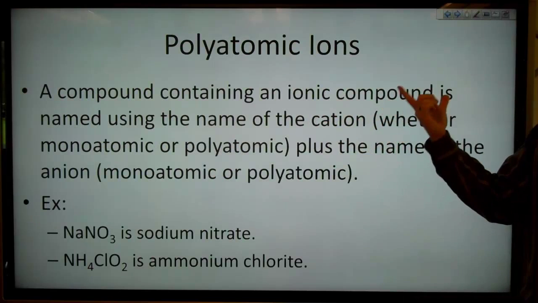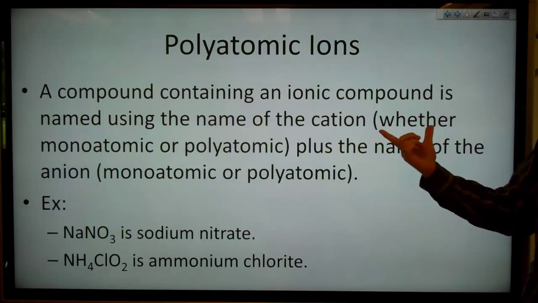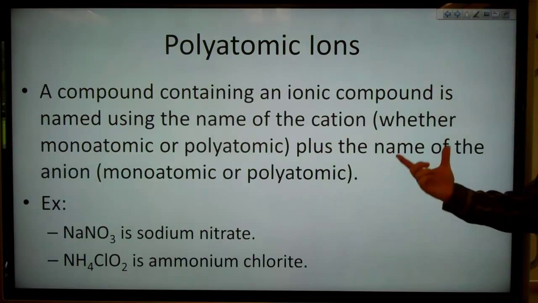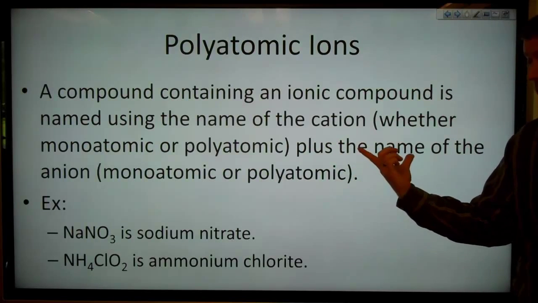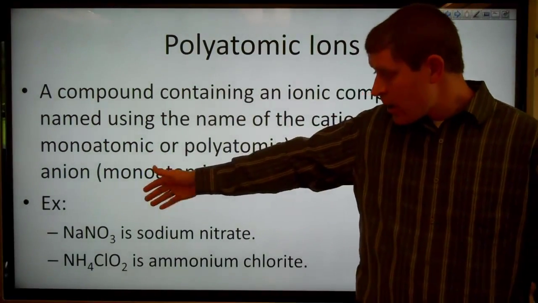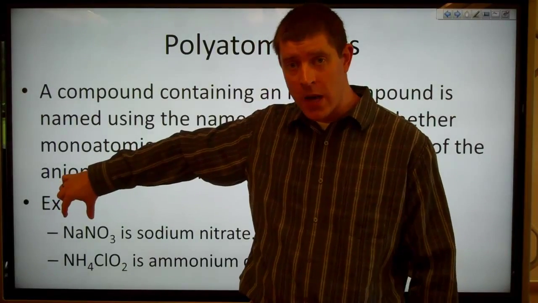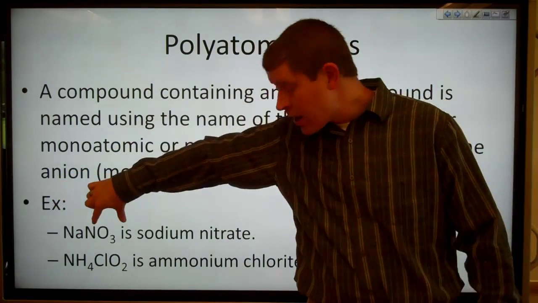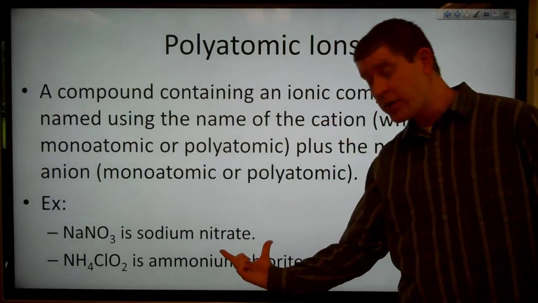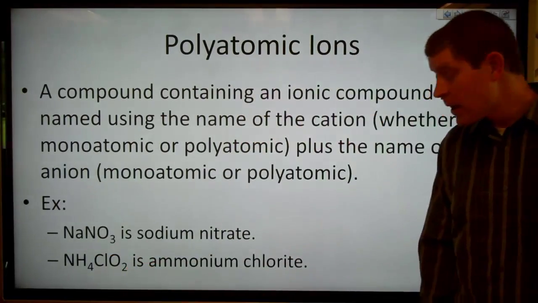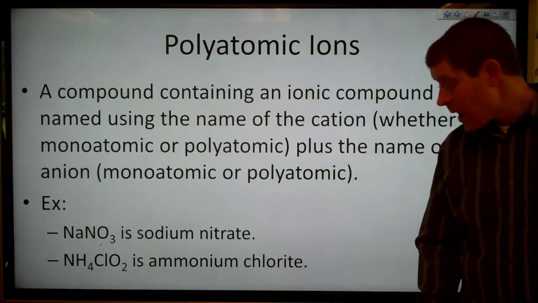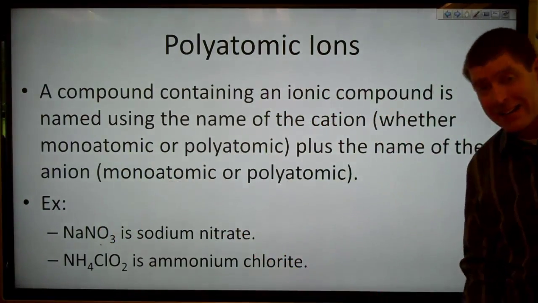So an ionic compound is named using the name of the cation, whether it's monoatomic or polyatomic, plus the name of the anion, whether it's monoatomic or polyatomic. So, something like NaNO3, the Na is the cation, that's just a simple monoatomic cation, sodium. And the NO3, that's the nitrate anion, a polyatomic anion, so this becomes sodium nitrate. NH4ClO2 contains two polyatomic ions. One is the NH4 plus part, that's ammonium, and the other part is the ClO2 part, that's the chlorite part.